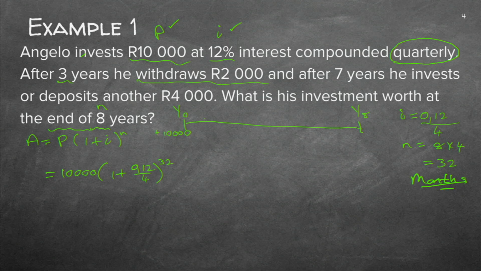So I'm going to, year 1, year 2, year 3. So there is year 3. He withdraws 2,000 Rand. So I'm just going to say minus. So I'm going to still take the 2,000 Rand. I'm going to slot it into my same formula because I want to know the 2,000 Rand from the 3rd year to the very end.